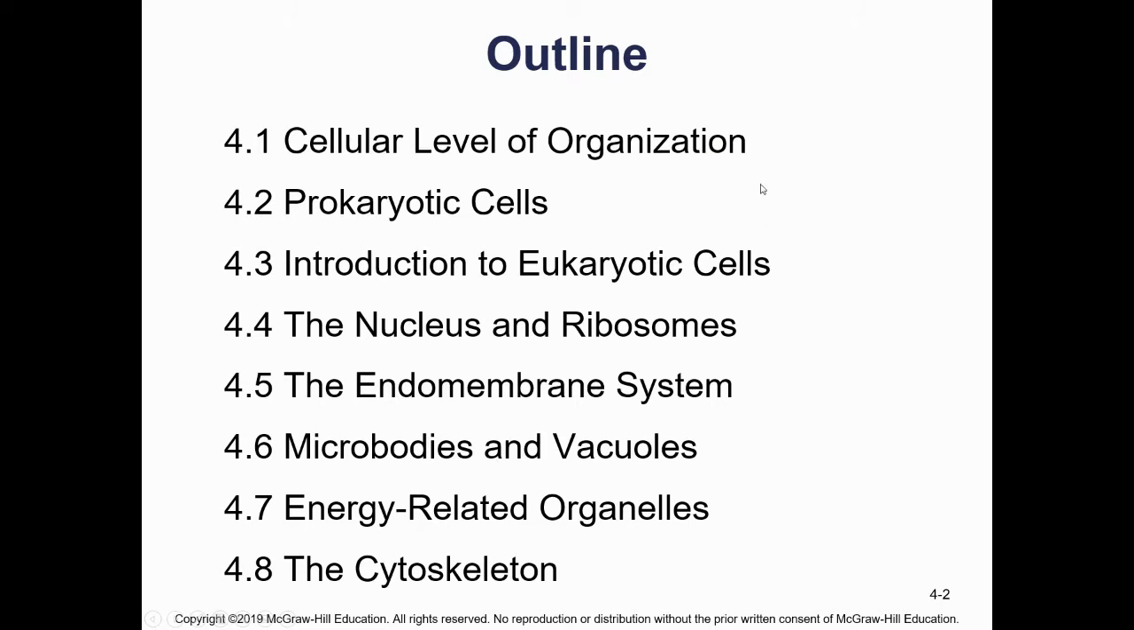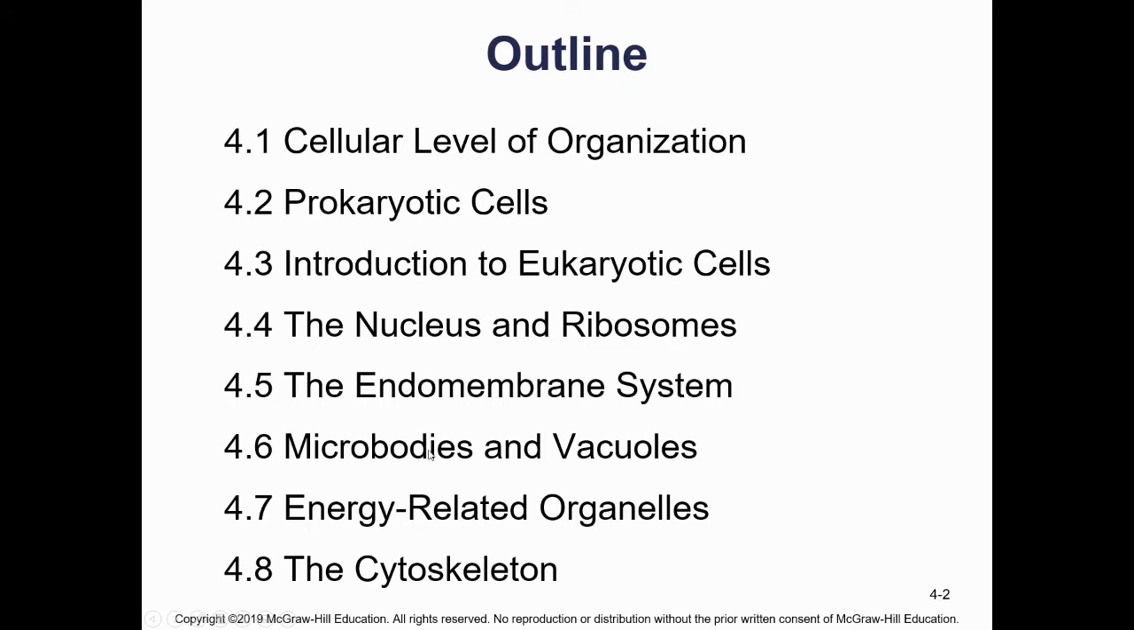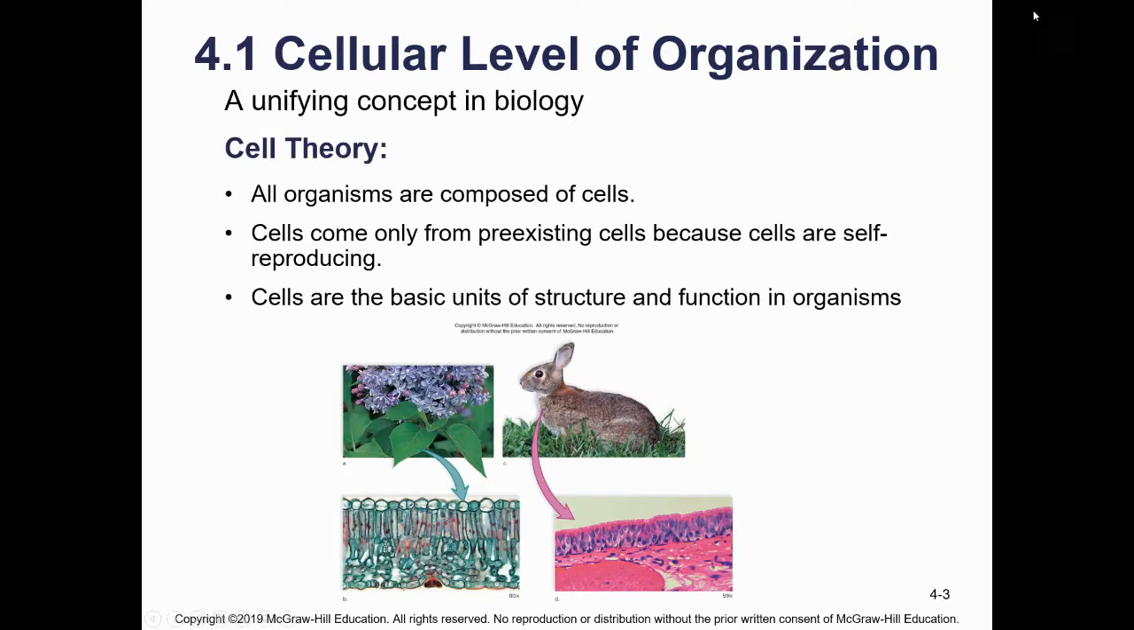So this is the chapter outline. We'll go over the cellular level of organization, exactly what that means. We'll look at prokaryotic cells, compare those to eukaryotic cells. Then we'll go through some specific parts or compartments that are found in eukaryotic cells, some structures that help our cells out, that are parts of our cell and what they do. And we'll talk a little bit about how these work together.